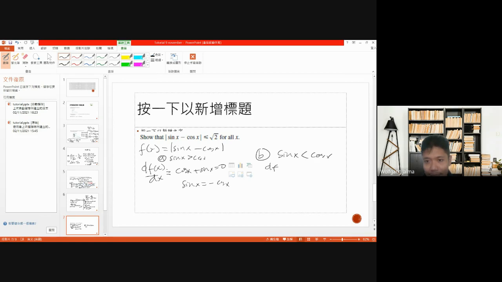And part b is when sine x is smaller than cos x, and we have df/dx will be what? The derivative of cos x will be minus sine x, minus cos x will be 0. So here the function is f(x) equals cos x minus sine x, right? Setting it equal to 0, so basically sine x equals what? Minus cos x.